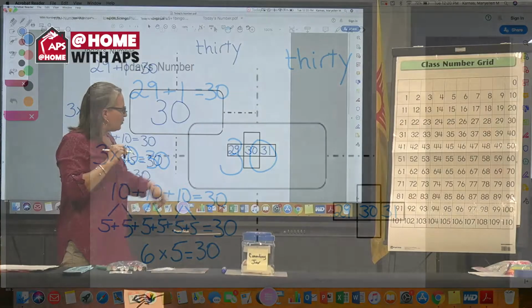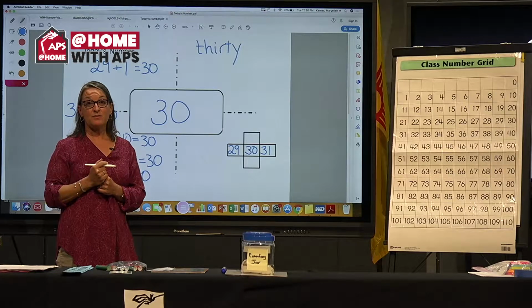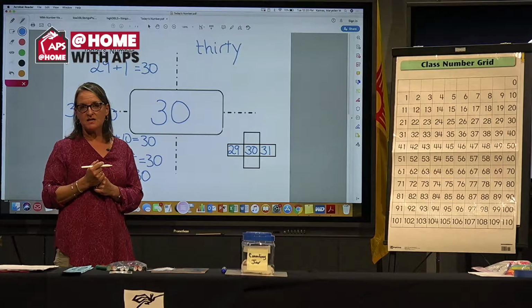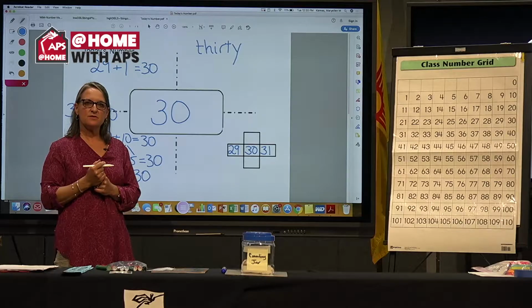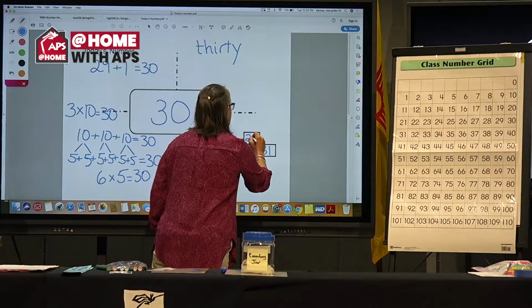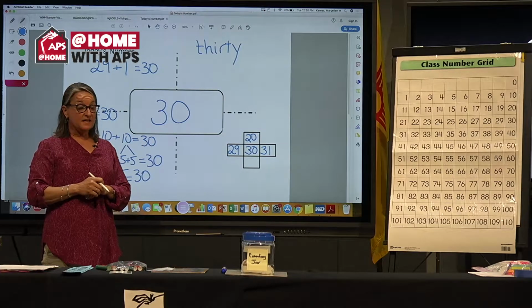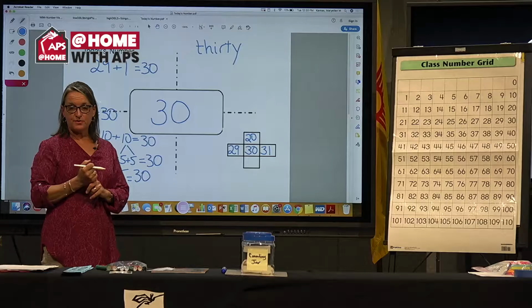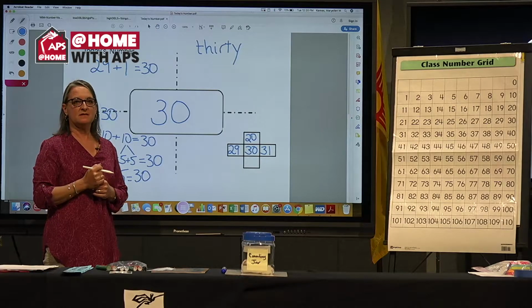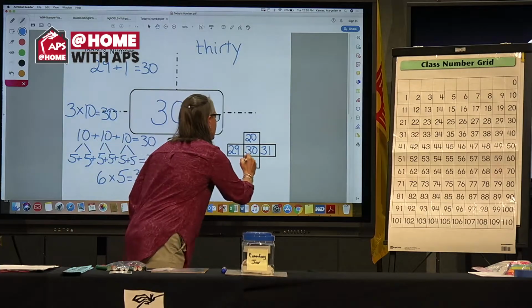And right above 30 on our number chart, so that would be 10 less than 30. That's right, it's 20. And if we make a jump down, then we have 10 more than 30. What would that be? 20, 30, 40. You're right.